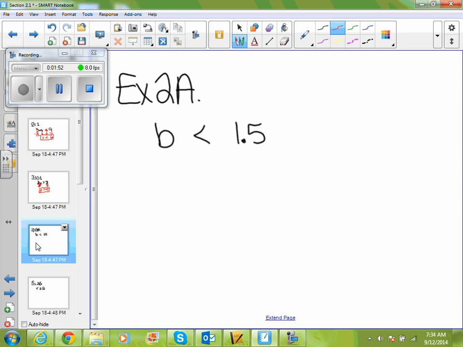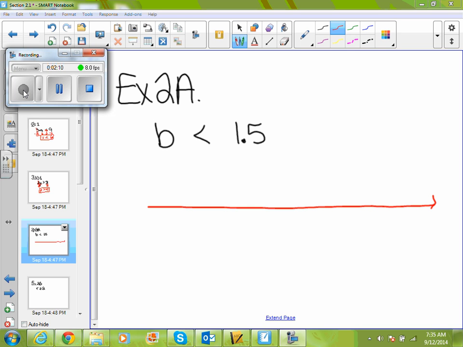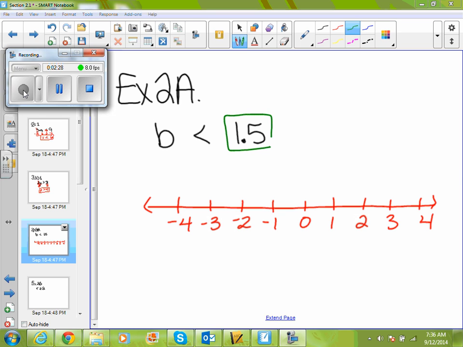Okay, so now let's look at actually graphing some inequalities. So we're given the inequality b is less than 1.5, and we're going to graph that. Okay, so when graphing inequalities, we graph them on a number line. So I'm going to draw a number line from -4 all the way to 4. Okay, so now I have my number line, and I know that the value I'm looking for is 1.5.